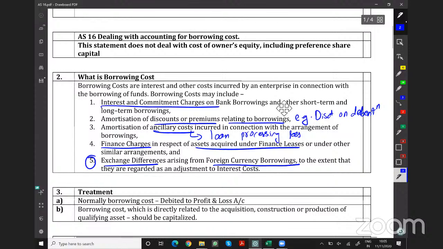The fourth one is considered as asset acquired under financial lease. And the last but not the least is in case of foreign exchange loan borrowing. So these 5 costs are considered as borrowing cost.